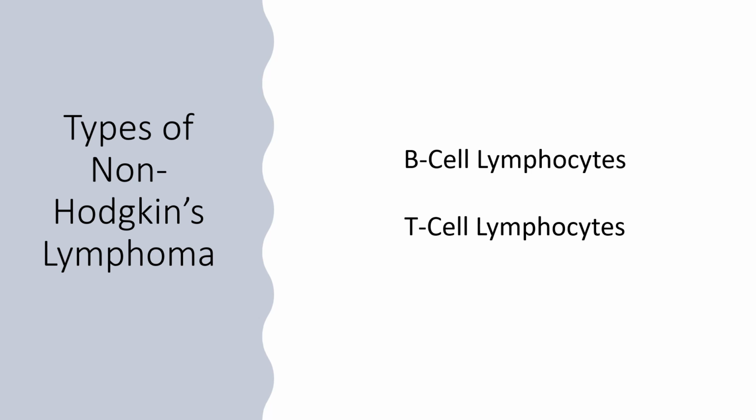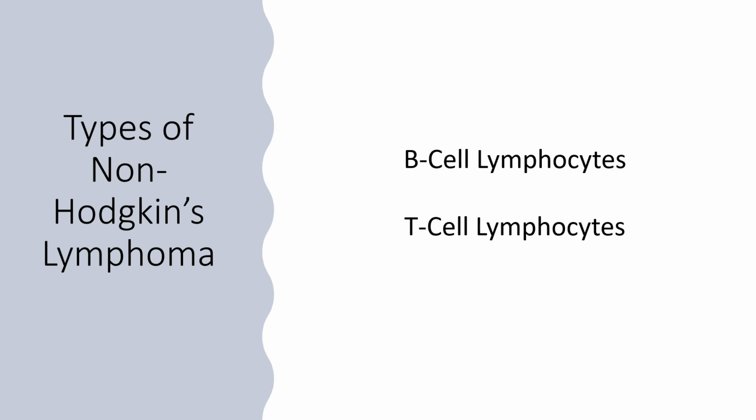Types of non-Hodgkin's lymphoma. So T-cell lymphocytes function to destroy cells that are abnormal in the body, whereas B-cell lymphocytes function to produce antibodies that destroy bacteria and viruses. It is important to distinguish between NHL that starts in the B-cell lymphocytes and NHL that starts in the T-cell lymphocytes, since each type presents a different degree of risk to the patient, and therefore the treatment approaches also differ, as we shall see later on.